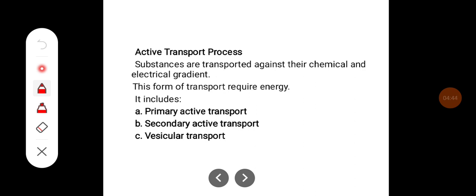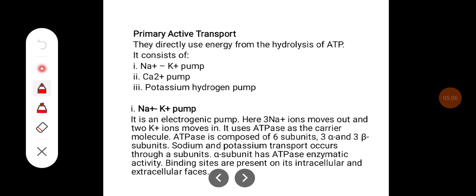Coming to the active process, here the substances are transported against their chemical and electrical gradient. This form of transport requires energy in the form of ATP. The different types of active transport are primary active transport, secondary active transport, and vesicular transport. Primary active transport directly uses energy from the hydrolysis of ATP. Examples include the sodium potassium pump, calcium pump, and potassium hydrogen pump.